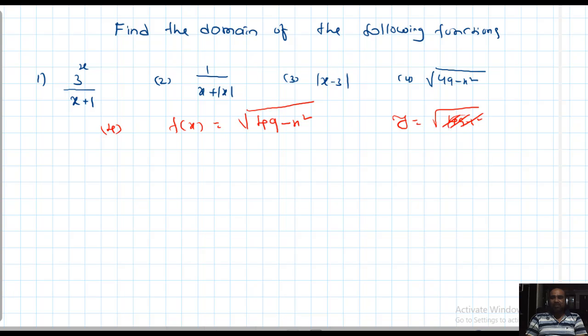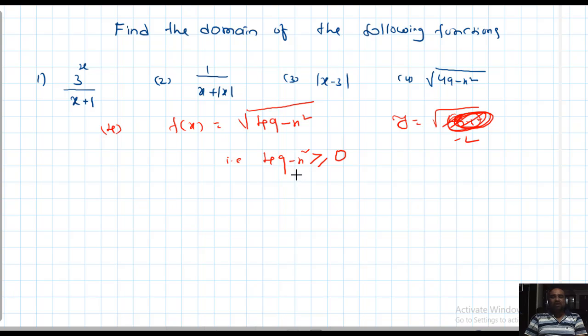If this is a negative number, minus 2 for example, root over minus 2 is not a real number. What is the meaning? This should not be negative. It may be 0 also, no problem. Root over 0 is 0 only, a real number. So what is the meaning of that? 49 minus x square should be greater than or equal to 0. Such x values we find, those x values are said to be the domain of the function.